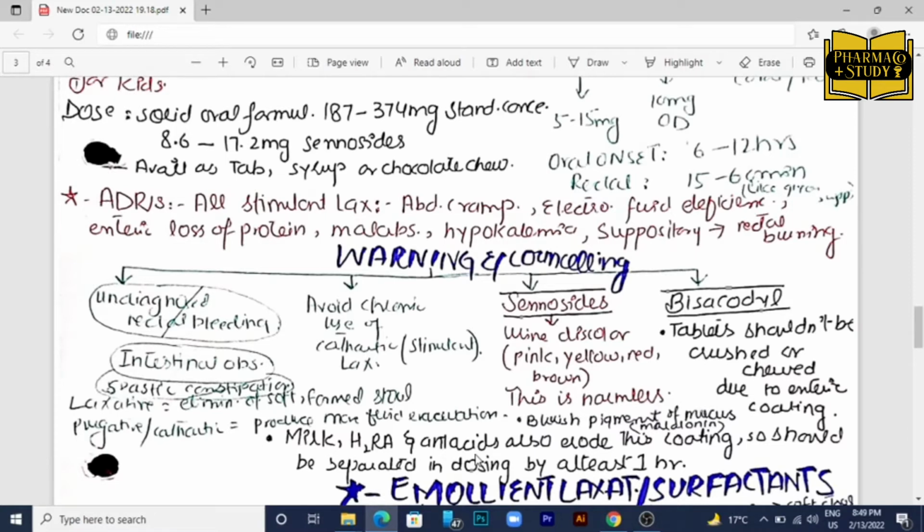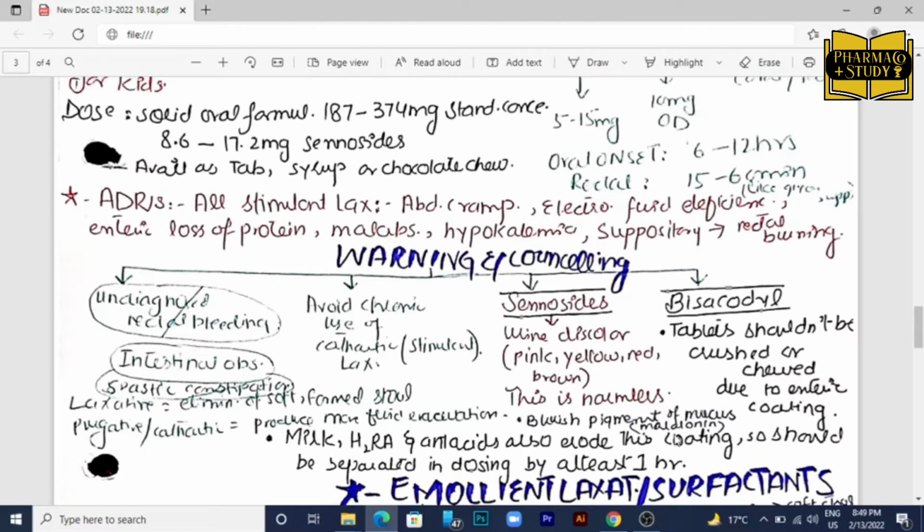Obviously, these drugs, H2 receptor antagonists and antacids, are used to treat ulcers or the hypersecretion of acid in the stomach, so obviously they will cause the pH change. So when bisacodyl is given with these drugs, they will cause erosion of this coating, because of the alkaline environment in the stomach. So this drug will release in the stomach.